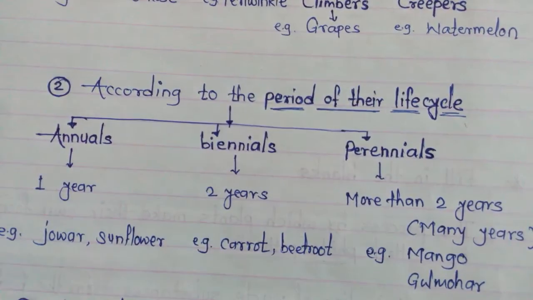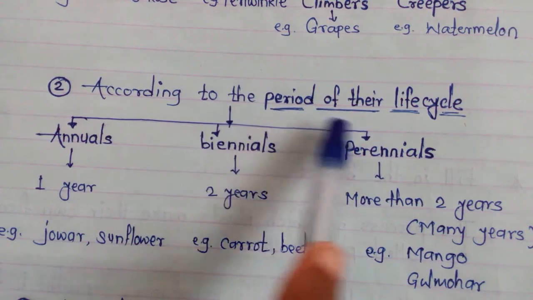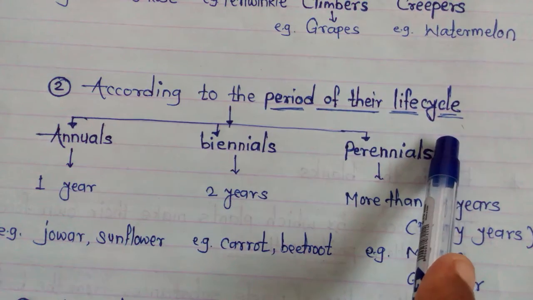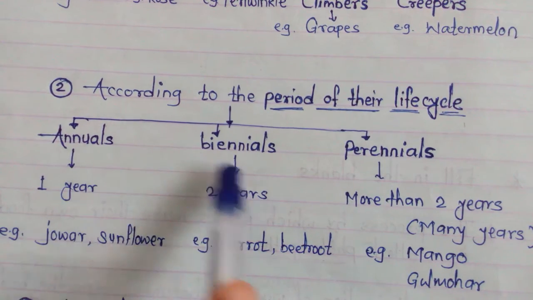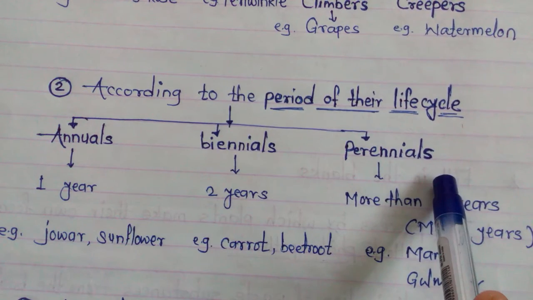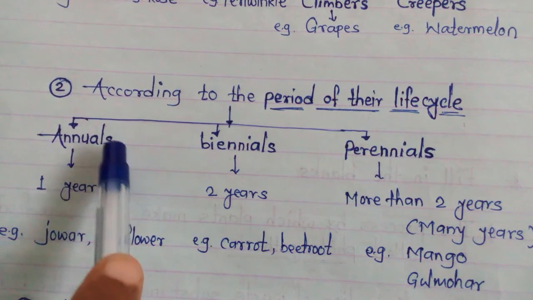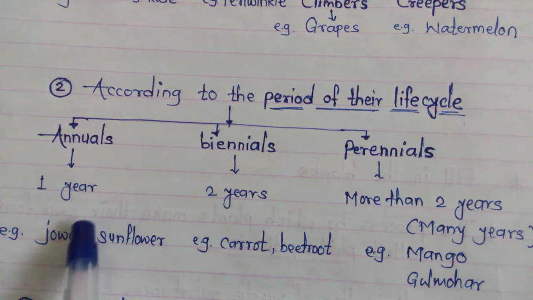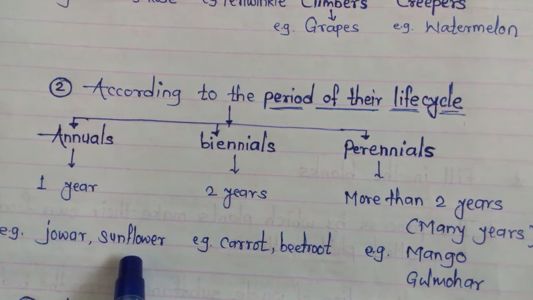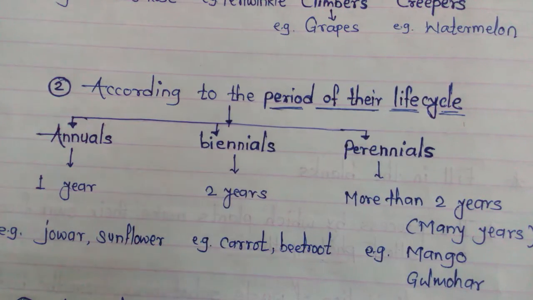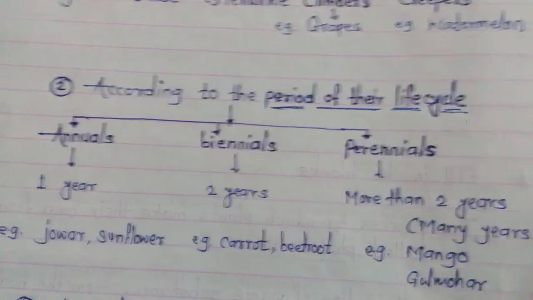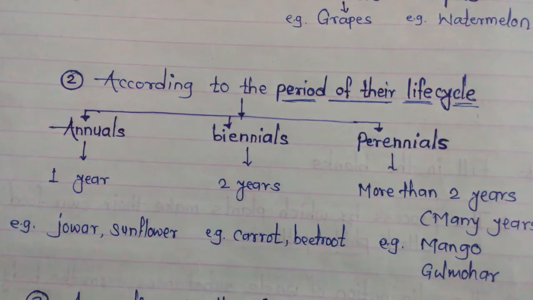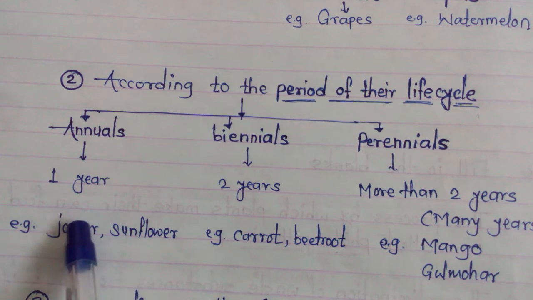Okay, now see the second classification, according to the period of their life cycle. According to the period of their life cycle, plants are classified into annual plants, biennial plants and perennial plants. Annual means plants live for 1 year. The examples are jawar and sunflower. Their lifespan is only 1 year. That's why it is called annual. Likewise, we celebrate an annual gathering, meaning once a year, correct? So jawar and sunflower live 1 year.